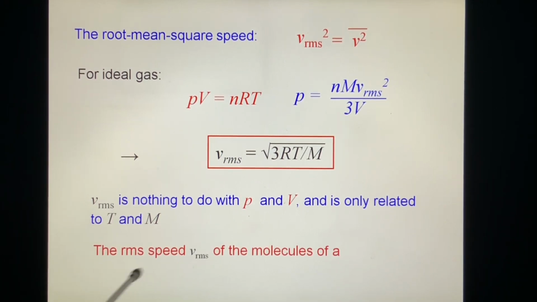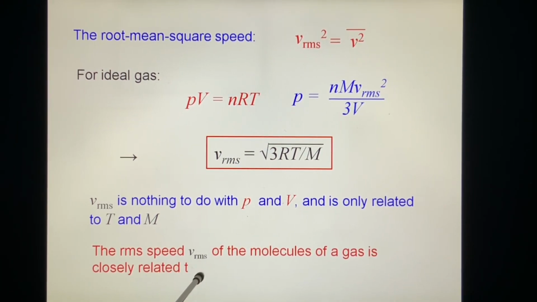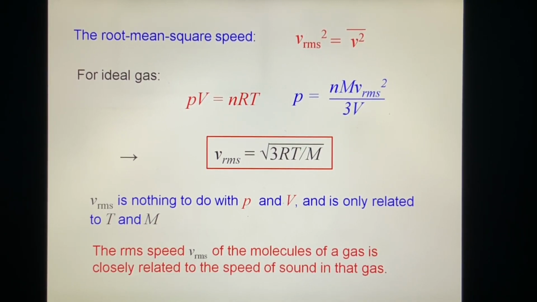The root mean square speed, V root mean square, of the molecules of a gas is closely related to the speed of sound in that gas. Sound speed is related to this one. Okay.